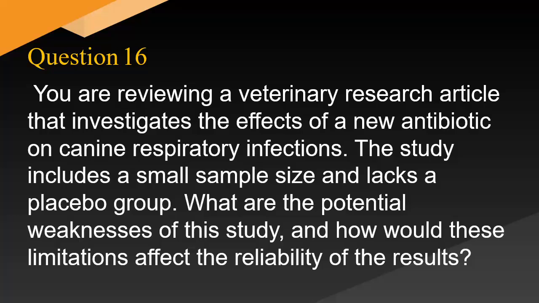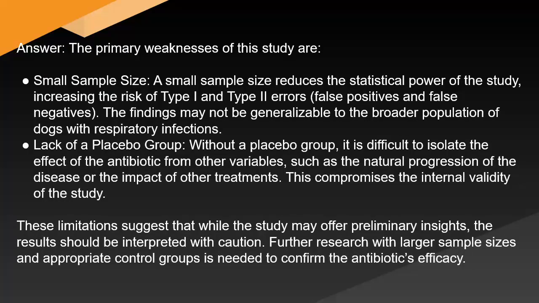What are the potential weaknesses of this study, and how would these limitations affect the reliability of the results? Answer: the primary weaknesses of this study are small sample size. A small sample size reduces the statistical power of the study, increasing the risk of type I and type II errors, false positives and false negatives. The findings may not be generalizable to the broader population of dogs with respiratory infections.